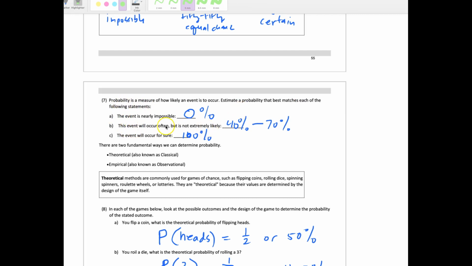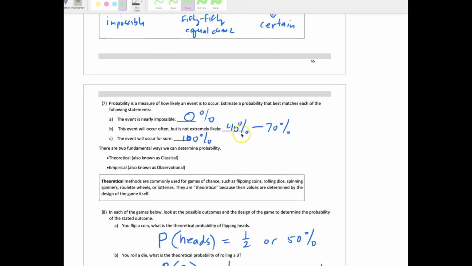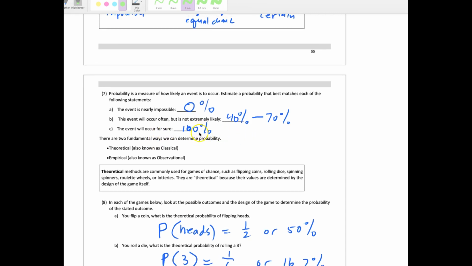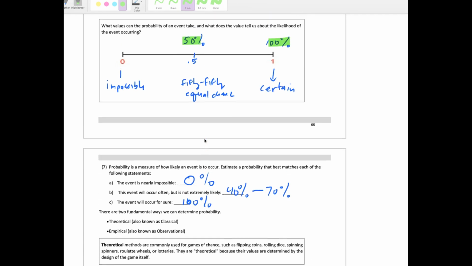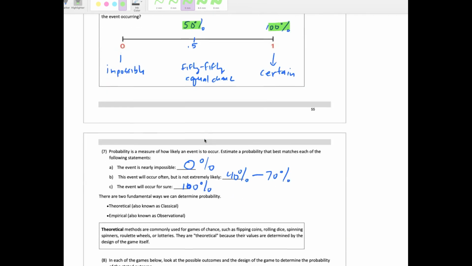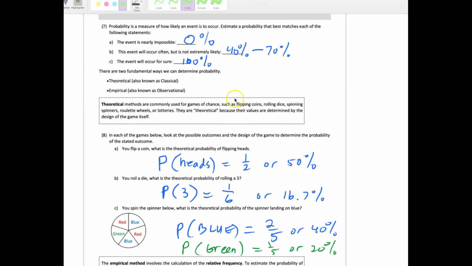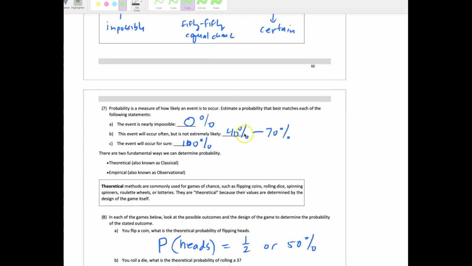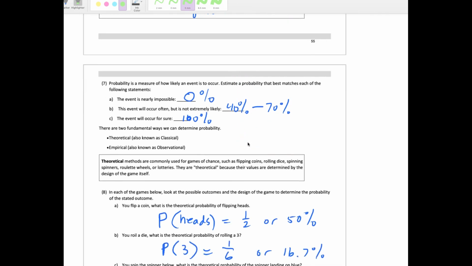This event will occur often, but it's not extremely likely. So maybe somewhere between a 40% and 70% chance, somewhere there. And again, it's still a little bit subjective what the answer is. The event will occur for sure, and that's 100%. So just be aware of how we describe probabilities. Probability is the likelihood of something occurring, and we use percents, but it's actually a number between 0 and 1, and those get converted to percents.